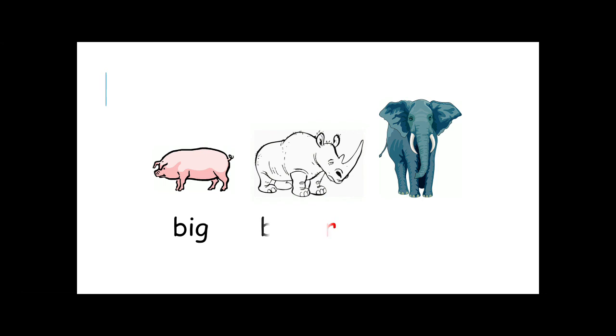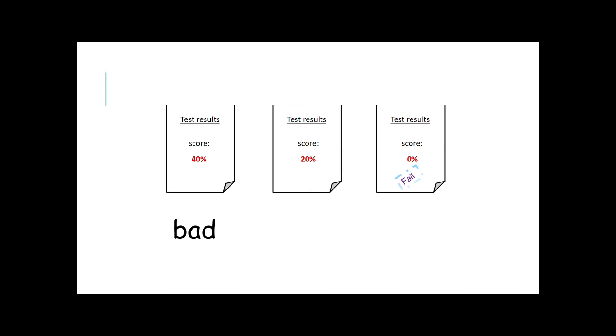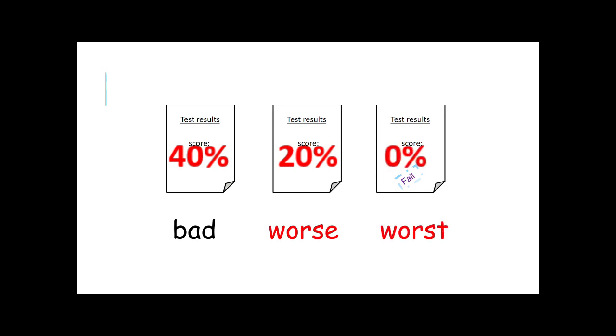Big, comparative bigger, superlative biggest. Good, this is irregular, in this case comparative better, superlative best or the best. Happy, comparative happier, superlative happiest. In this case is another irregular. Bad, next is worst, comparative worse, superlative the worst, right?